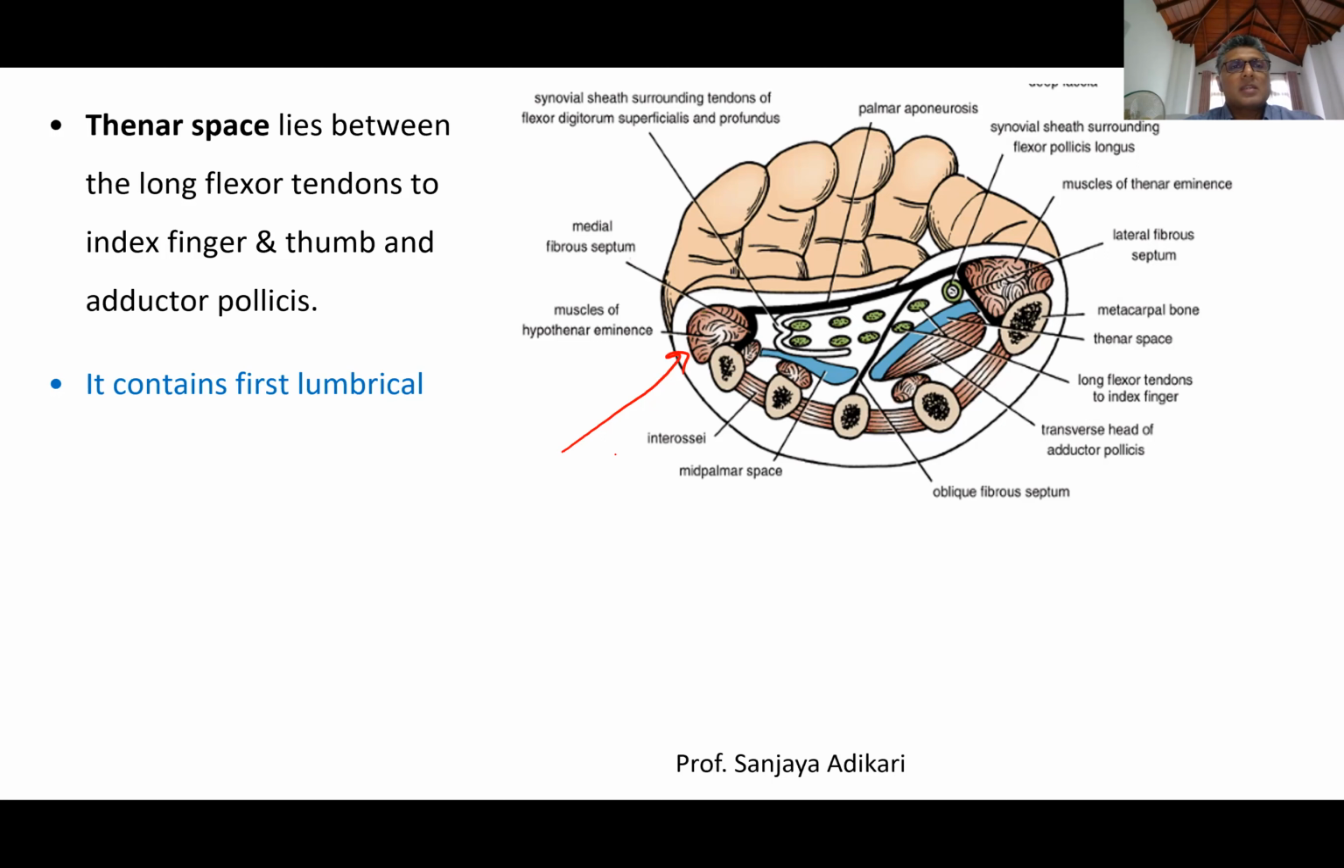As you can see here, thenar space lies between the long flexor tendons to the index finger and thumb. Okay, so they are these long flexor tendons, and that is superficially. Then deeply you get the adductor pollicis muscle. In between only you get the thenar space, and the first lumbrical going into the index finger lies in the thenar space, first lumbrical.